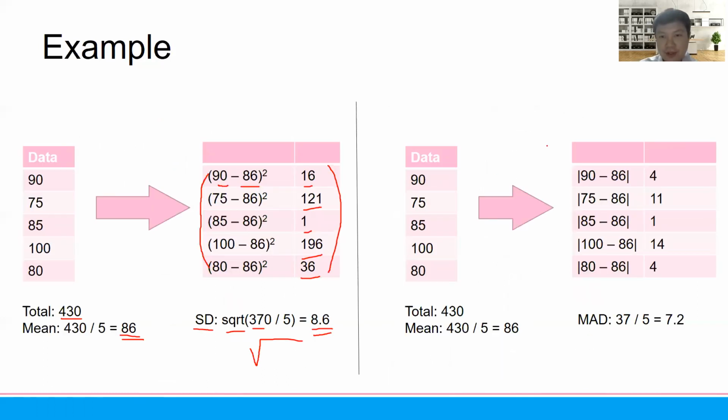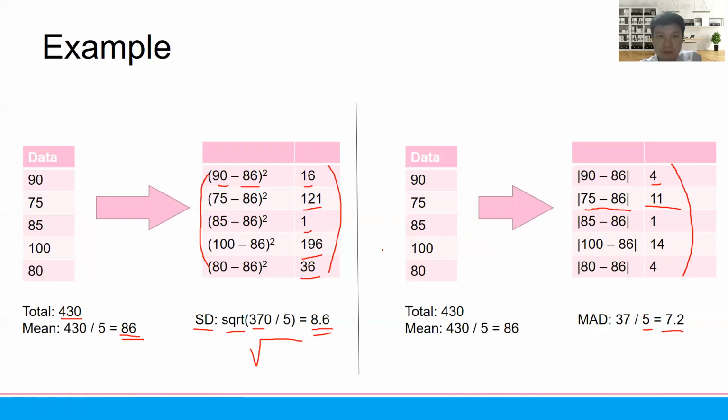If we are dealing with the MAD, the MAD is just to find the absolute value, 90 minus 86. So the result is 4. 75 minus 86, because it is minus, we put the absolute and the result will be positive, 11, and so on. After we get all the numbers, we make the summation and then divide it by the total data, which gives the result 7.2.